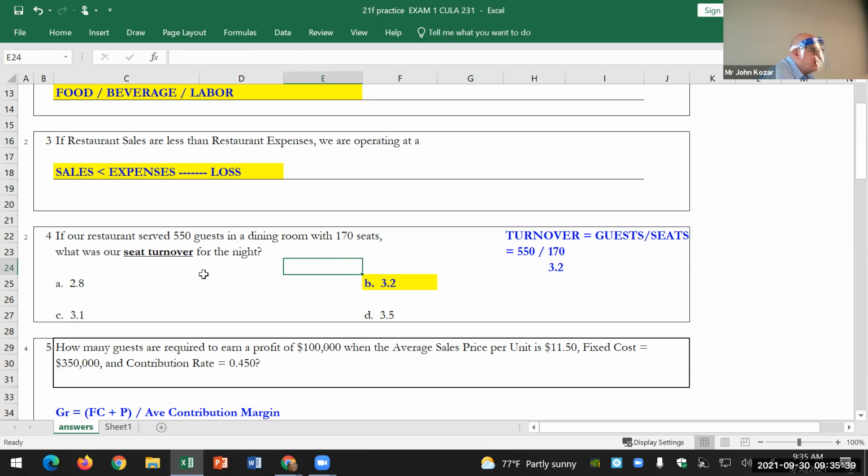Okay, so number 5. How many guests are required to earn a profit of $100,000? Our average sales price per unit is $11.50. Fixed cost is equal to $350,000, and our contribution rate is 0.450. Anybody get an answer for this? Confident?